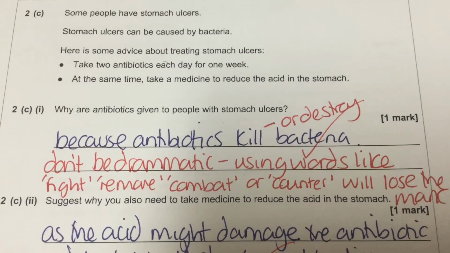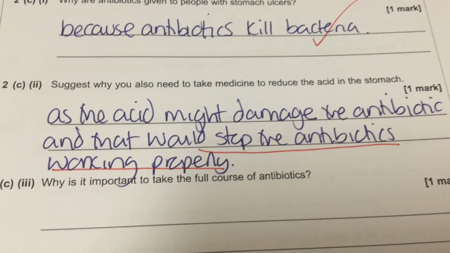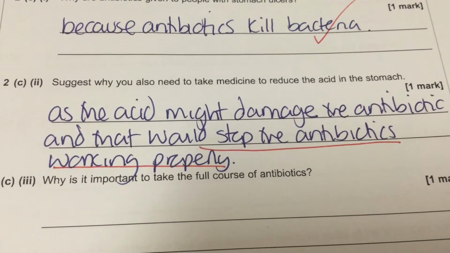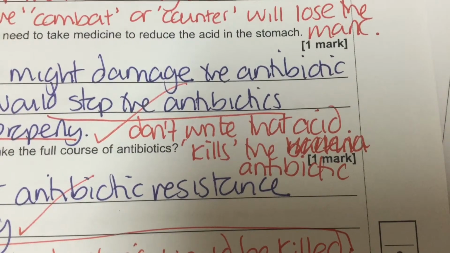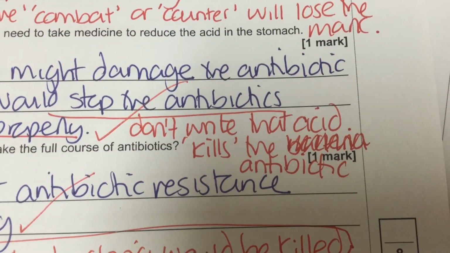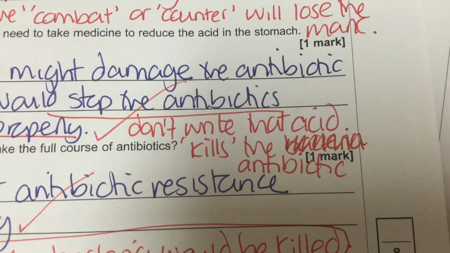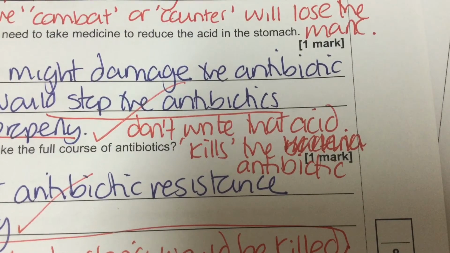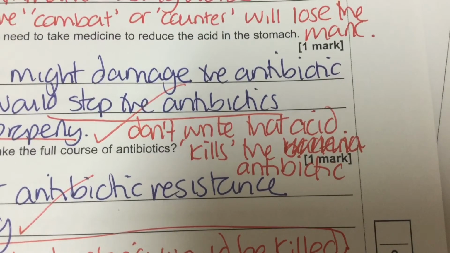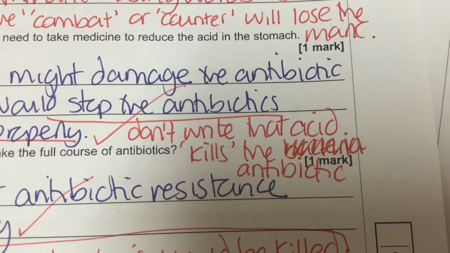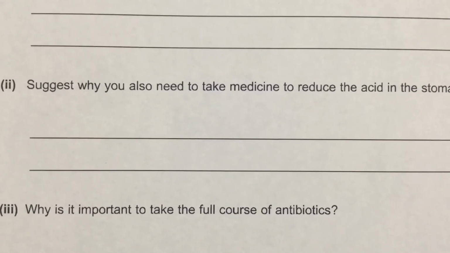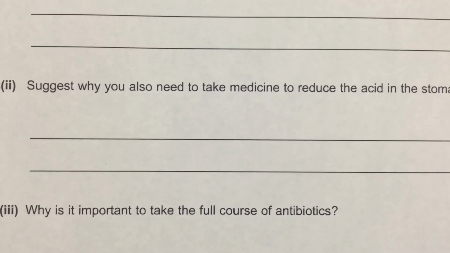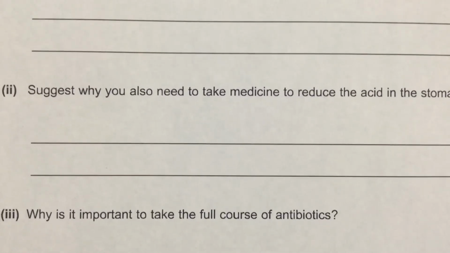the mark. So question 2c part 2 says, suggest why you also need to take medicine to reduce the acid in the stomach. Well, as well as reducing the acid to stop irritating the ulcers, you might have also written that the acid might stop the antibiotic from working properly. And this would be correct. However, if you had written that the acid kills the antibiotic, then you're not going to get the mark because, of course, the antibiotic is not alive.